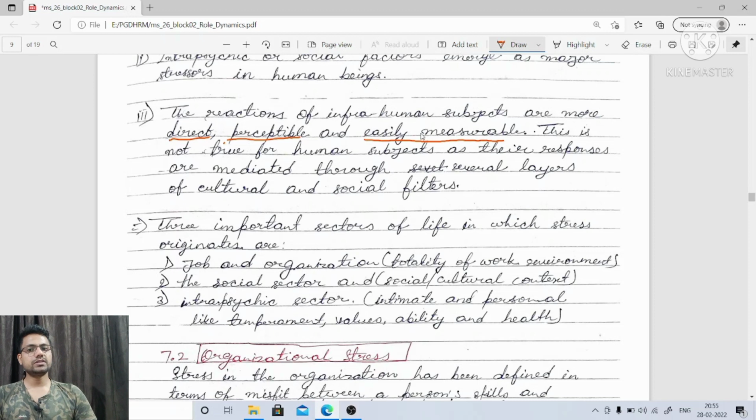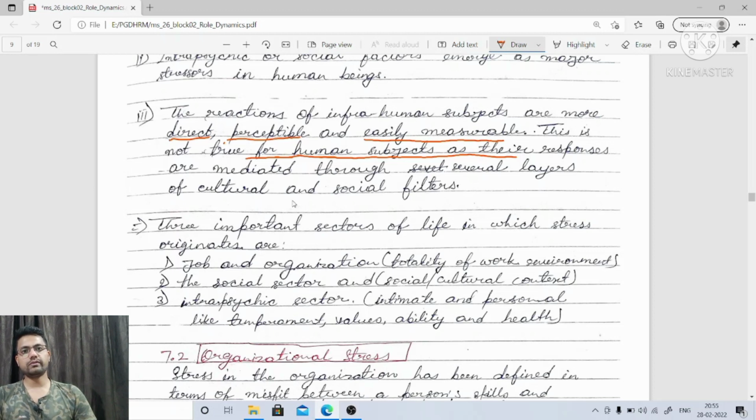Okay, but this is not true for human subjects. Just like here given, this is not true for human subjects. Why is it not true for the human subject? The reason is that the responses are mediated through several layers of cultural and social filters.